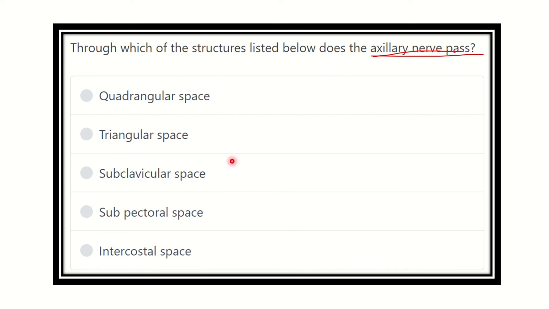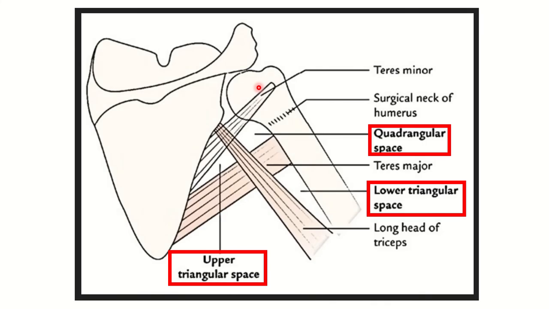We have to find out which option the axillary nerve passes through, and we know that the axillary nerve supplies the deltoid muscle, so it is usually present in the shoulder region. So we have to find the spaces which lie at the shoulder level. At the back of the shoulder there are some spaces. Here is the quadrangular space, and here is a triangular space, known as the lower triangular space, and here the upper triangular space, another triangular space.